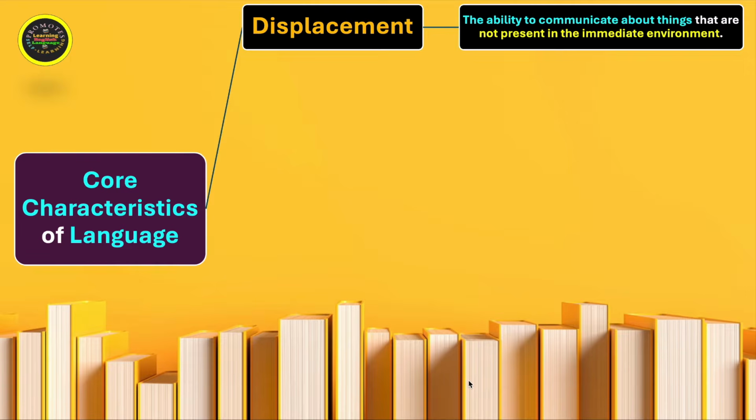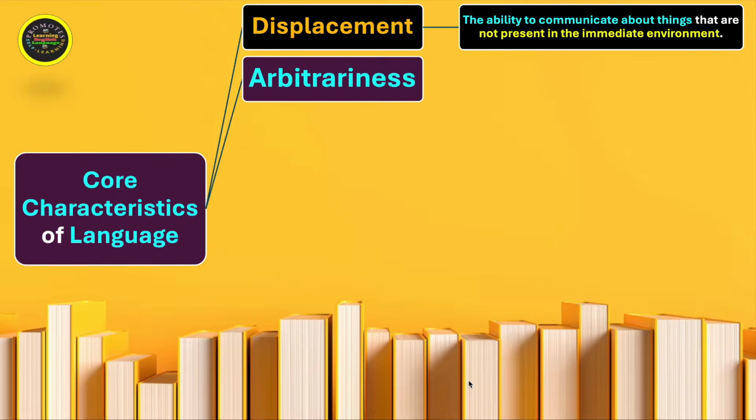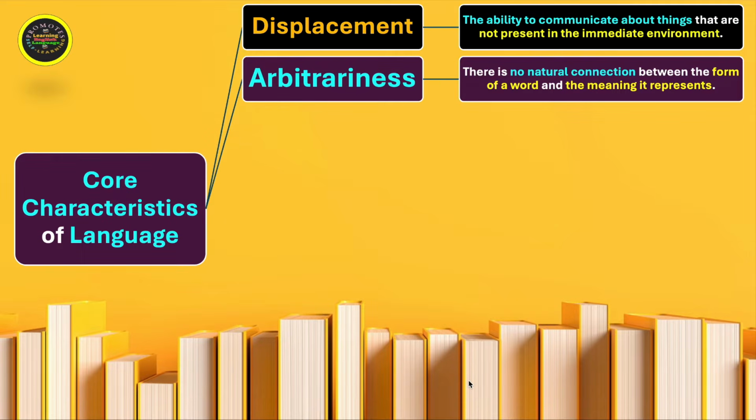But animal communication is not that much flexible. Animals normally have fixed reference. In brief, that is the idea here. We continue our discussion. Then we have arbitrariness. What does it mean? It refers to the idea that there is no natural connection, no scientific connection between the form of a word and the meaning it represents.